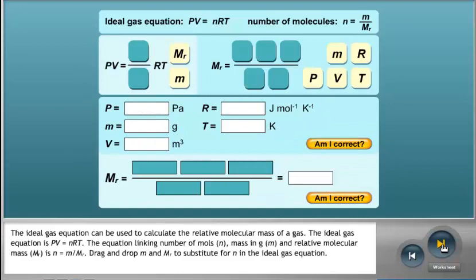The ideal gas equation can be used to calculate the relative molecular mass of a gas. The ideal gas equation is PV equals nRT. The equation linking numbers of moles, N, mass in g, M, and relative molecular mass, Mr, is N equals M over Mr. Drag and drop M, N, Mr to substitute for N in the ideal gas equation.